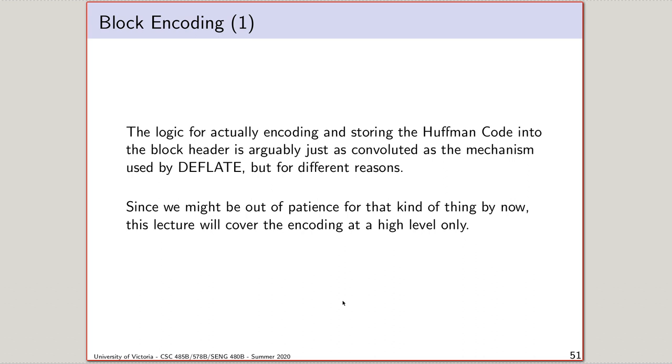We're not going to see a lot of this, so let's make sure we don't get the wrong impression. The block header logic for BZip is just as weird as deflate. It's just weird in different ways, and we're not going to talk about a lot of the weird things about it. We shouldn't get the impression that deflate's logic is unnecessarily convoluted and BZip's is clean. No, not really. They're just different types of convoluted. So we're out of patience for that, so we're not going to talk about it. We are going to talk about some key features, some particular choices that were made.